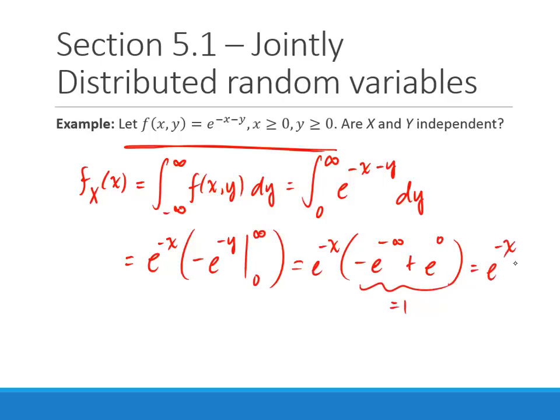So it's just e to the negative x there. E to the negative infinity is 0. E to the 0 is 1. If we pull the negative out, will that make a difference? If you pull the negative outside, you mean this negative here? Yeah. Oh, no, that'll give you the same result.